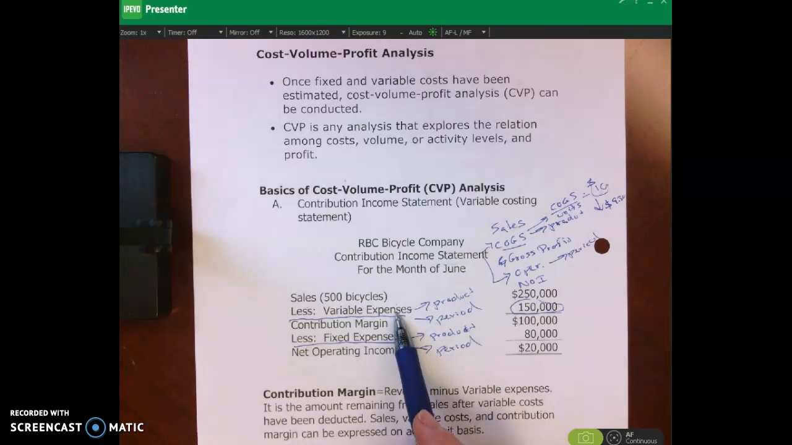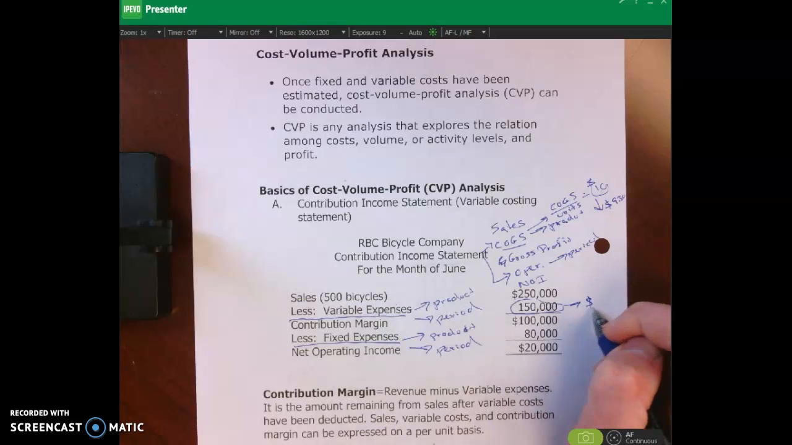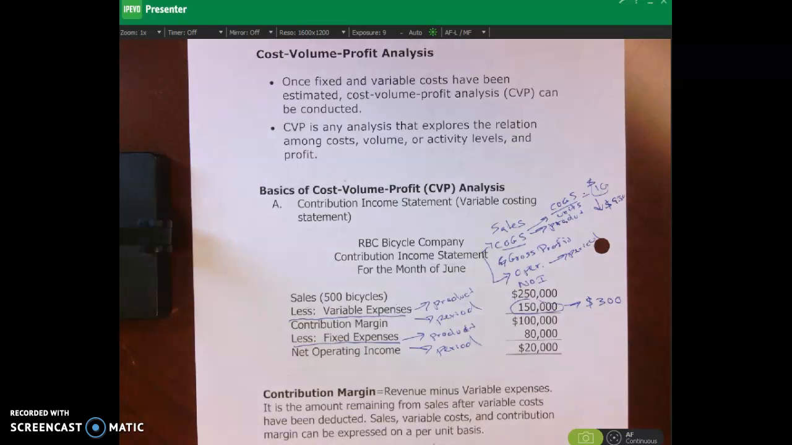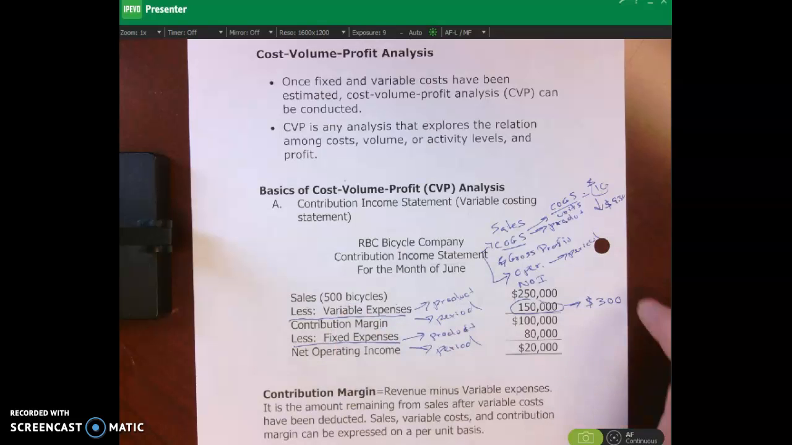In this case, we can put our variable expenses on a unit basis, and then we know variable expenses per unit stay constant. So we know, for example, if we sell 500 bikes and our total variable expenses for 500 bikes are $150,000, that means we have $300 of variable expenses per unit. If we make one more bike, bike 501, what will be the variable cost to make one more bike? It's $300. It stays the same because variable costs per unit stay the same.